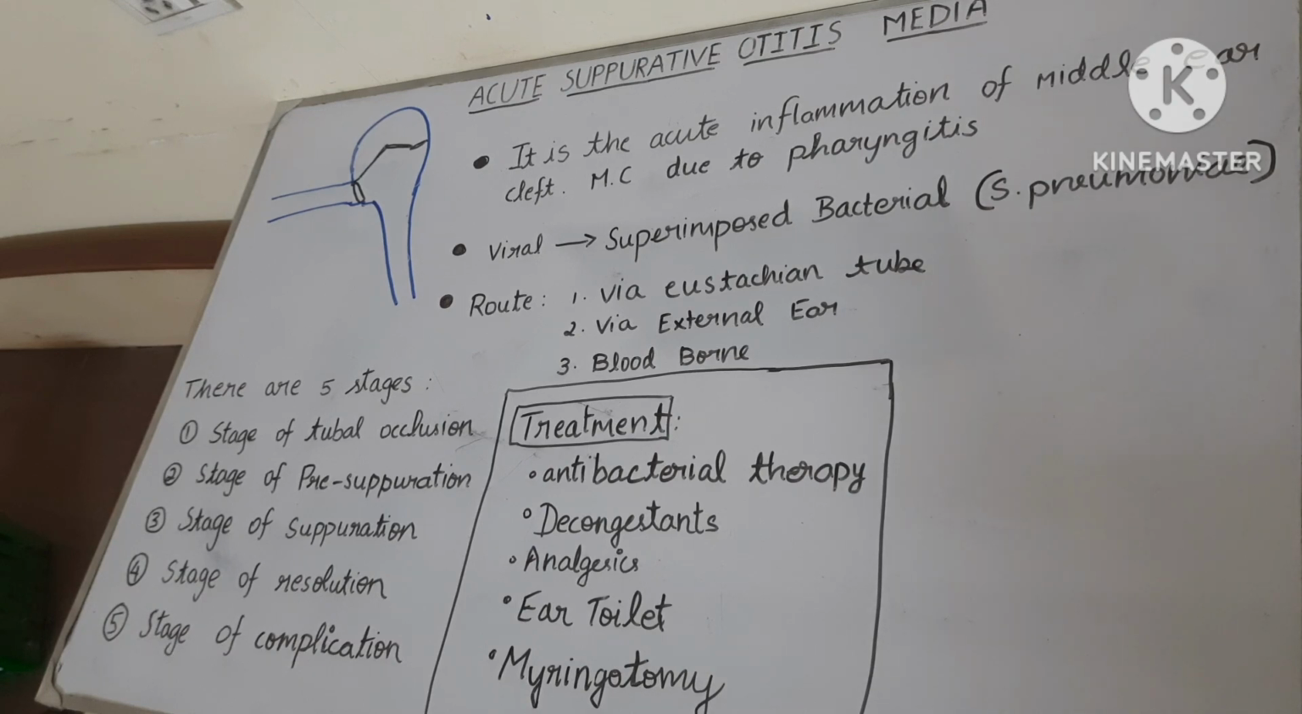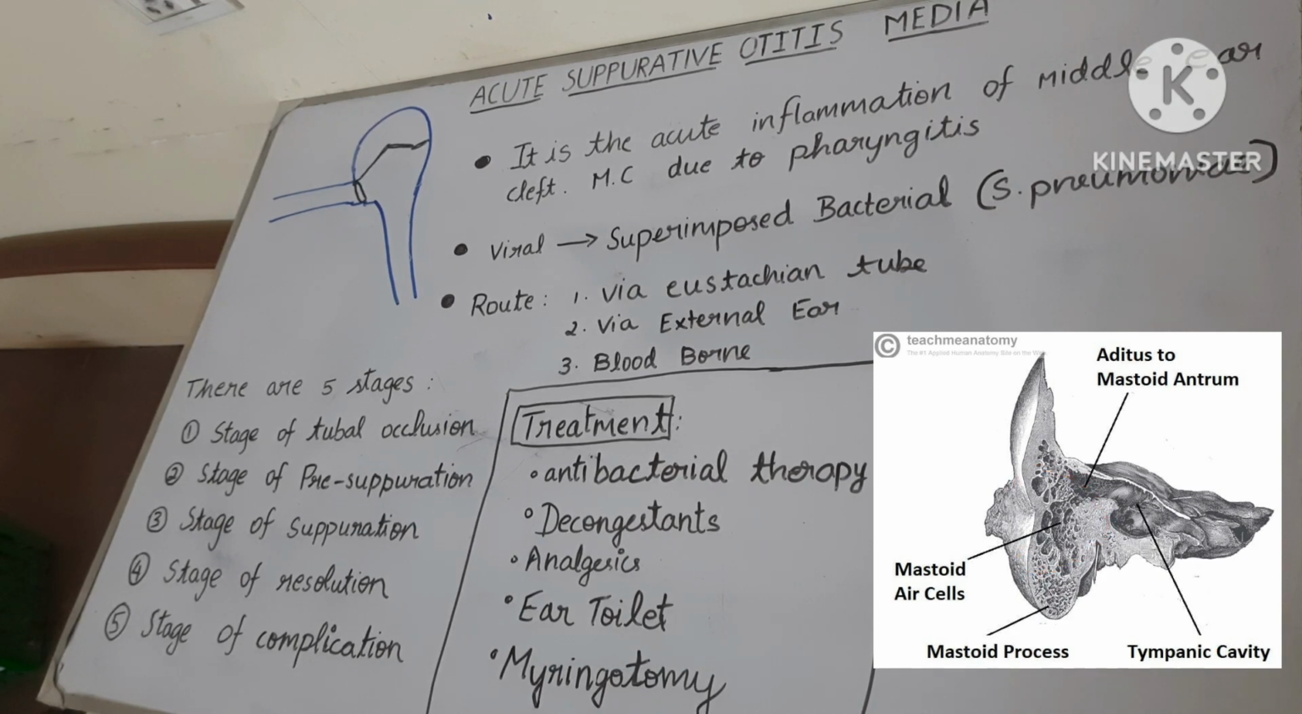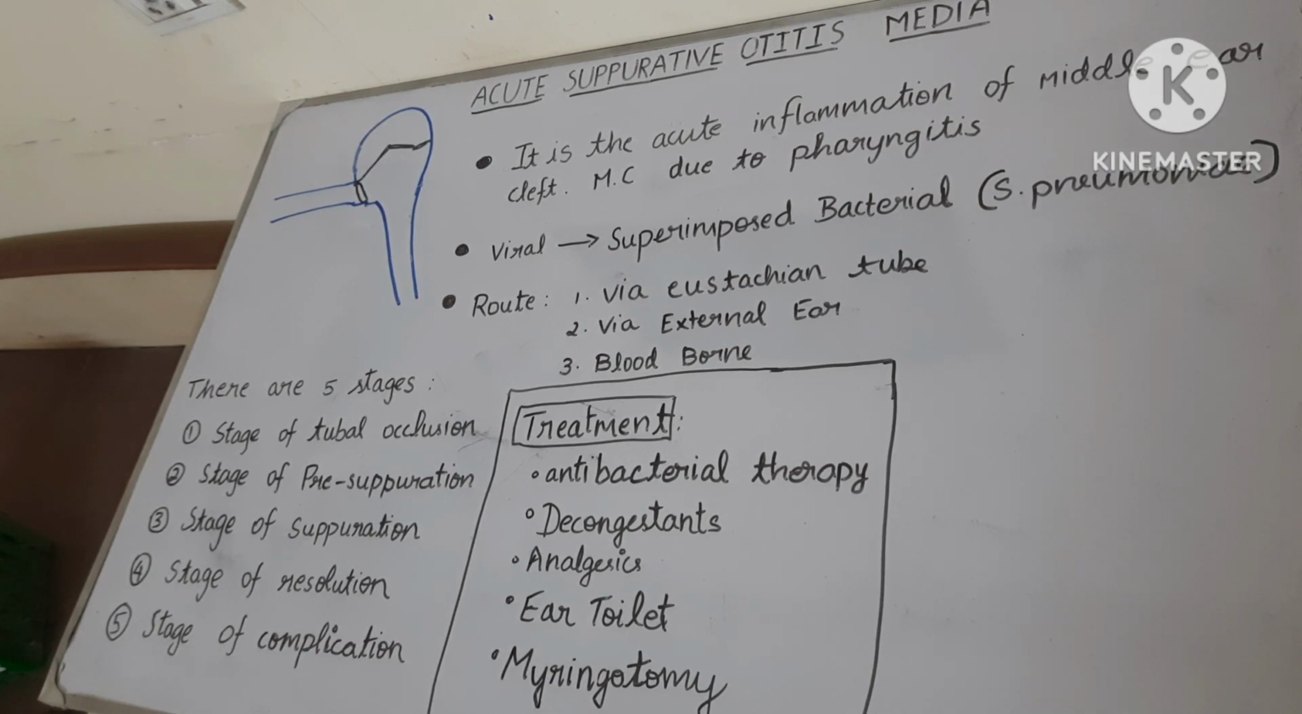So, for now we have seen the Eustachian tube, middle ear cavity, attic, aditus and mastoid antrum. Beyond the mastoid antrum, there are some mastoid air cells. As you can see in this picture, these are the mastoid air cells. So inflammation in all of these areas is called acute suppurative otitis media. Now how does this happen? What is the source from which this middle ear gets infected?